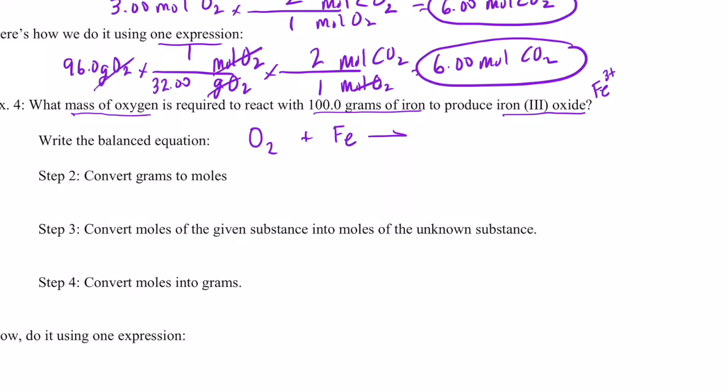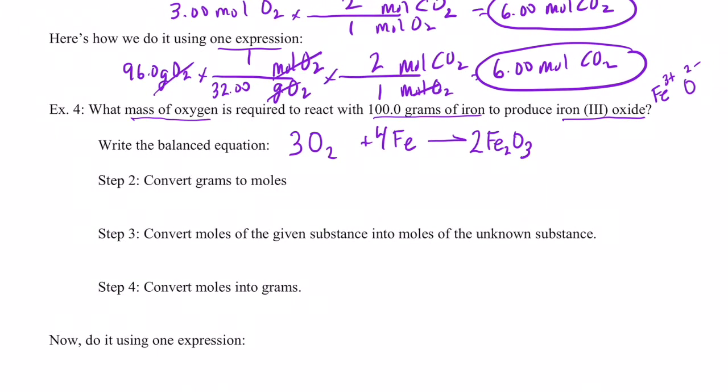Iron 3 means it's Fe3 plus, and oxygen, remember, is in group 16, so it's 2 negative. So we're going to make Fe2O3. Now we should be able to balance that pretty easily. Let's put a 2 in front of Fe2O3, put a 4 in front of Fe, and a 3 in front of O2. And I think that balances our equation. Now once we have the equation balanced, we know the mole ratio. 3 moles of oxygen reacts with 4 moles of iron to form 2 moles of iron 3 oxide.